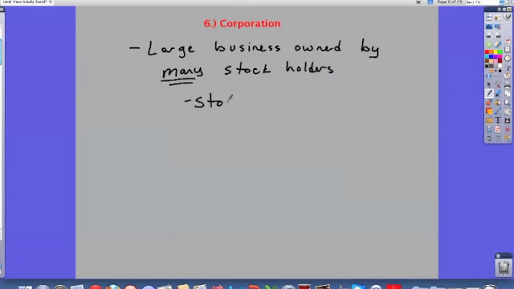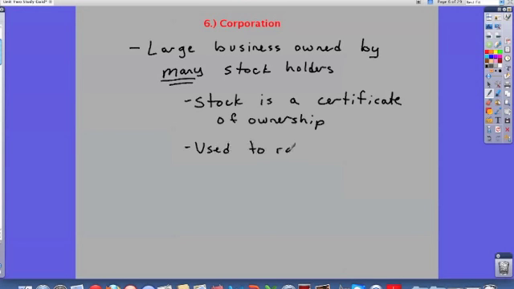But a corporation is made up of stockholders. And a stock is just a certificate of ownership. Basically, it's a piece of paper saying you own a certain percent of a company, and as a result, you get the benefits of the owner. For example, if the company makes money, you make money. If the company loses money, you lose money. Now, you can only lose in a corporation what you put in. Okay, so it's a little less risky than a sole proprietorship or partnership.